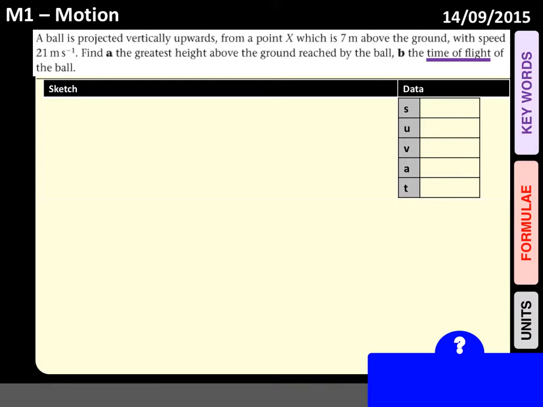Right, so in this question I'm told that I've got a ball and it's projected vertically upwards. Now as soon as I know it's projected vertically upwards, I'm immediately going to start thinking that gravity is involved. So on my diagram I'm going to draw gravity acting down, g equals 9.8 meters per second squared. That's definitely going to be involved here.